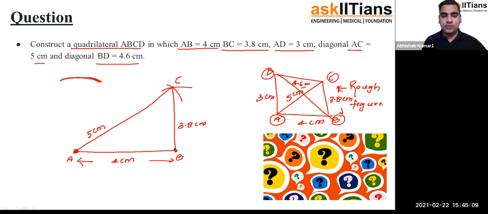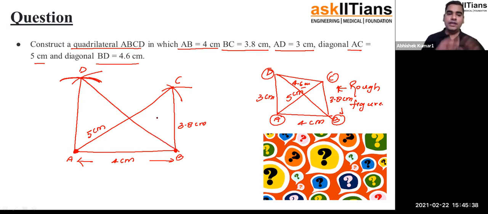Then assuming B to be the center, please mark an arc of length 5 centimeter. You will observe that these two arcs cut each other at one point. You are going to call that point D. So this is D that you have. Now join A to D, and join D to B using a scale. After you are done with this, you will get your second triangle, which is triangle ABD.